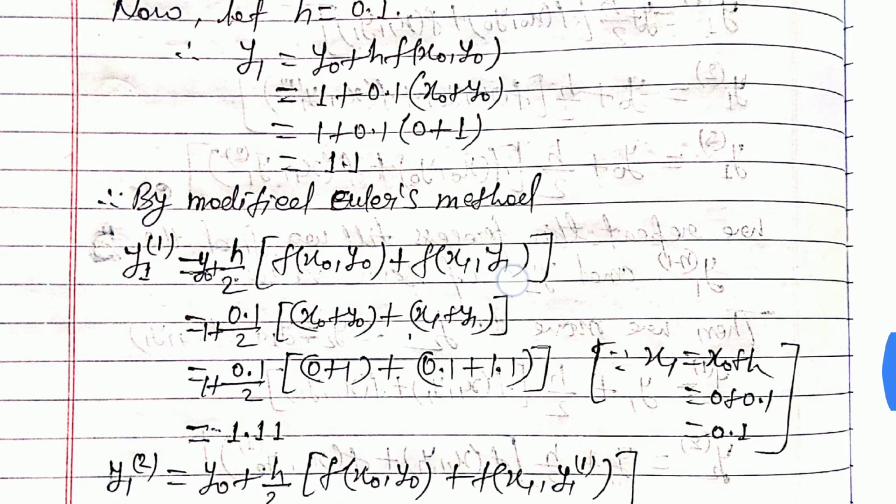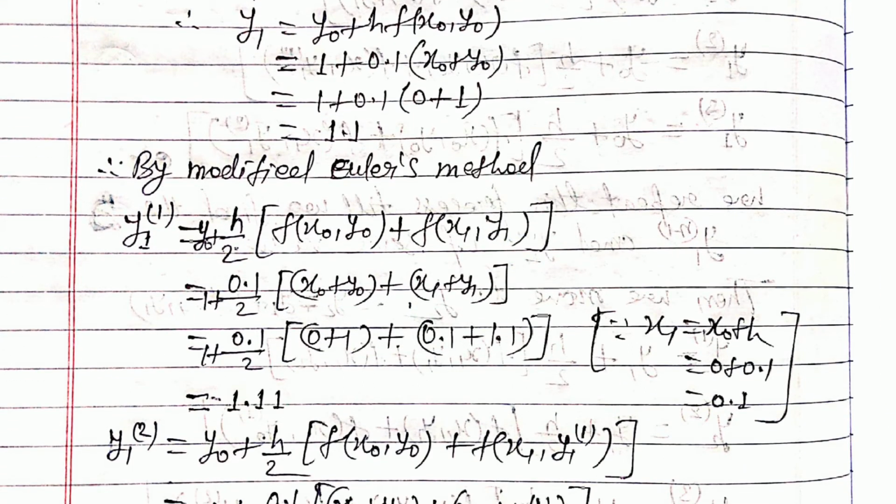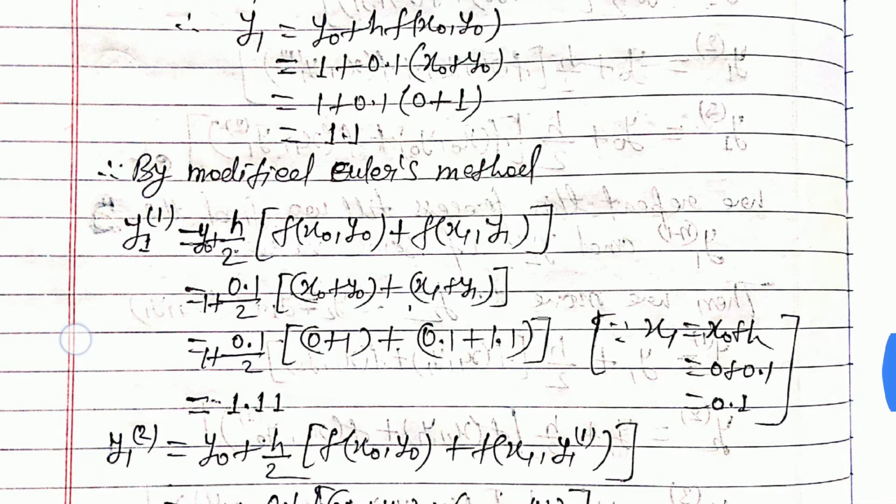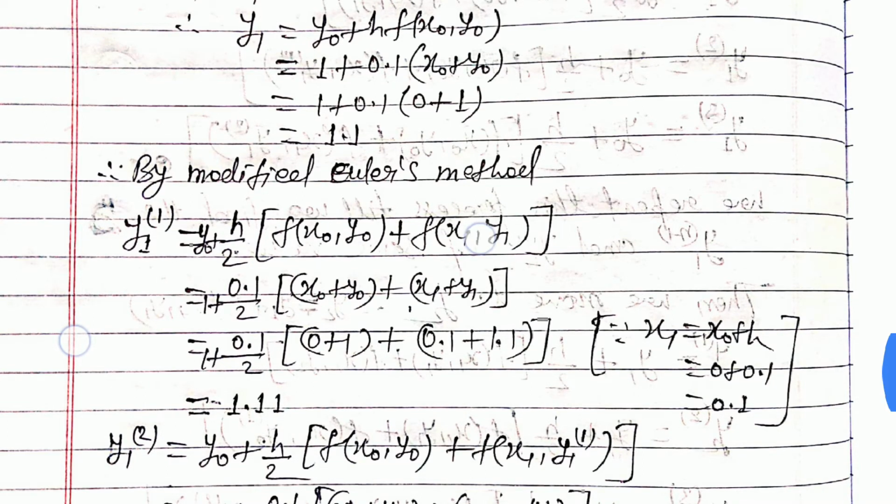Now here is the use of modified Euler's method. What is it? We know that in modified Euler's method we have to find y1 more than one time. So y1 the first time is y naught plus h by 2 times the sum of the functions at the initial values of x and y and the first values of x and y.